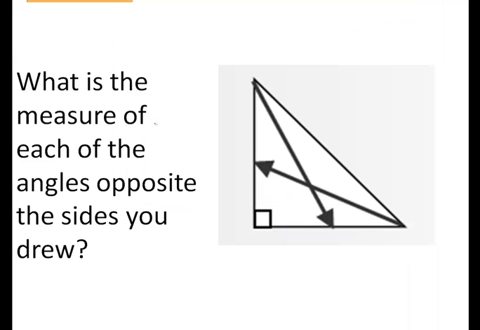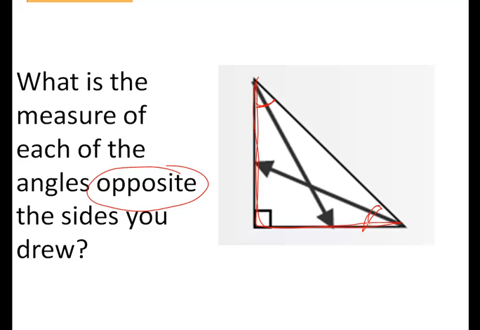All right. What is the measure of each of the opposite sides? So we drew this, remember? So what is the measure of the angles opposite the sides you drew? So that means what's this angle here and what's this angle here? Well, go ahead. See if you can pause it. See if you can figure it out.